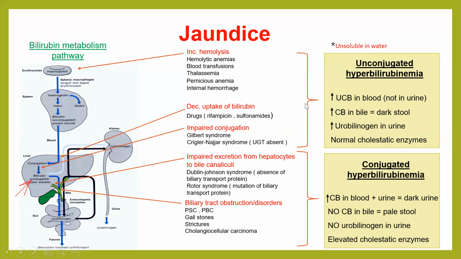And where? In the blood, right? Next up, we have impaired excretion from the hepatocytes into the bile canaliculi. So hepatocytes did their job, they did the conjugation, but the problem is in the secretion of bile from the hepatocytes to the canaliculi. And that's the case of Dubin-Johnson syndrome, Rotor syndrome, when there is an absence or mutation of the transport protein that is responsible for the movement of bilirubin from the hepatocytes to the bile canaliculi.